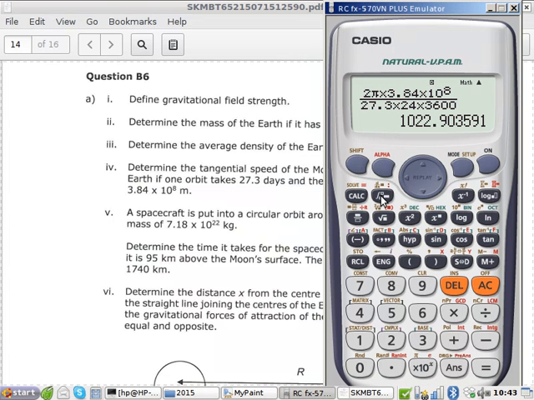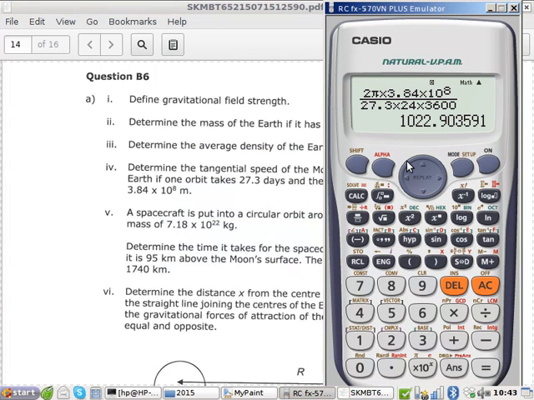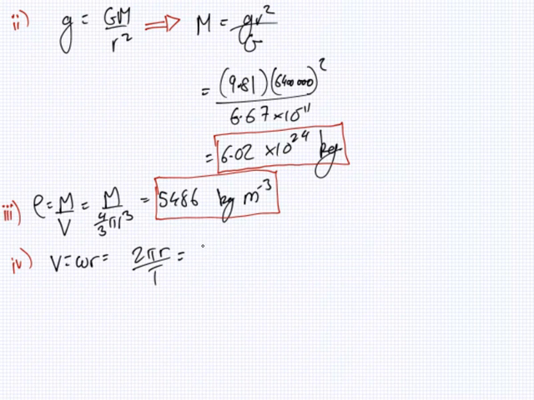No, it isn't time. First, the radius. That's it up there. 3.84 times 10 to the 8. I think. The radius, yes. 1023. That's what I got. So that's 1.02 kilometers. Well, I'll just leave it as 1023 meters per second.